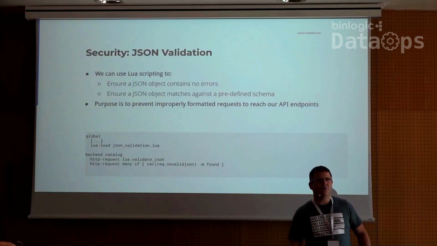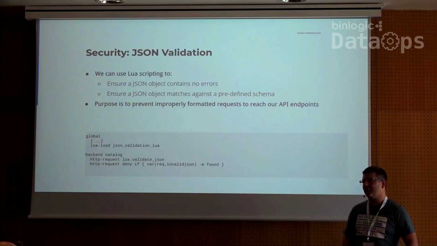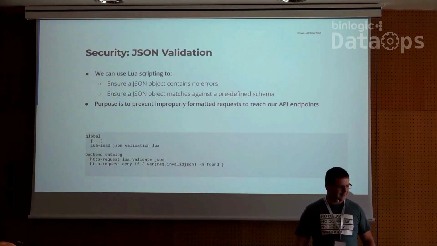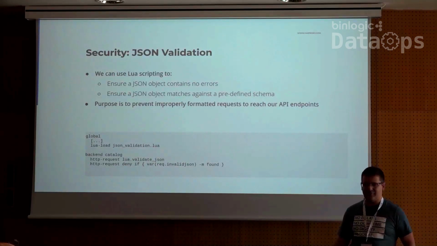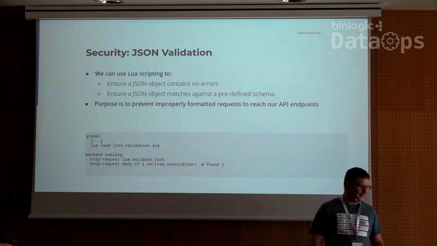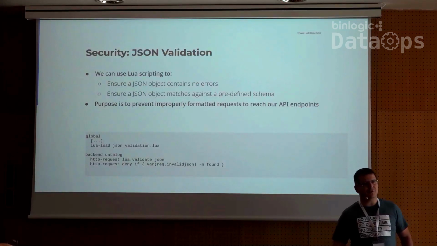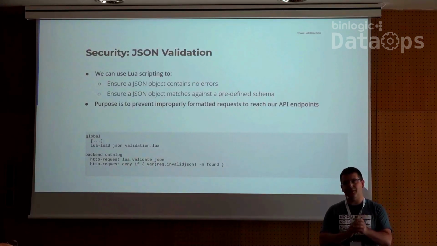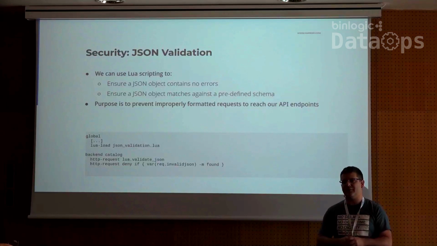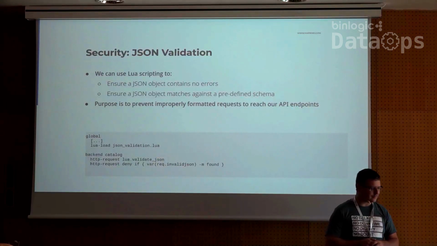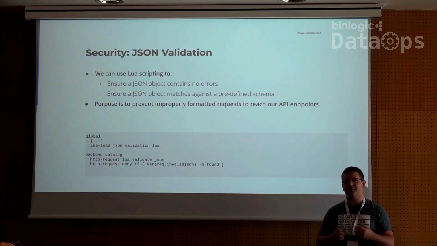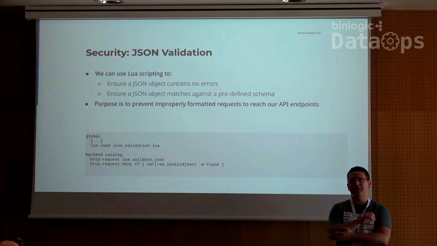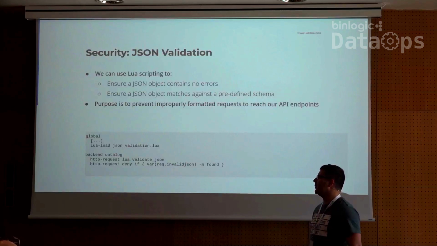Another point is that usually when you have an API exposed on internet, you are going to do JSON REST, and you want to do JSON validation. So the idea of JSON validation is to ensure first that the object is a real JSON object, it's not broken or whatever. And you can also ensure that your JSON object is matching a predefined schema. So all of this could be done with Lua scripting. I've written a bit of Lua script that could do that.